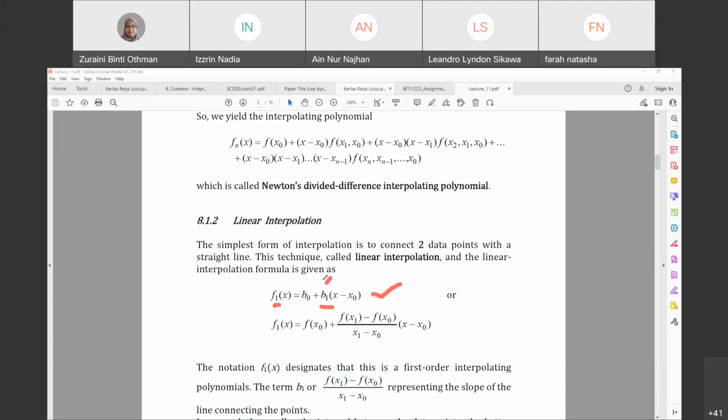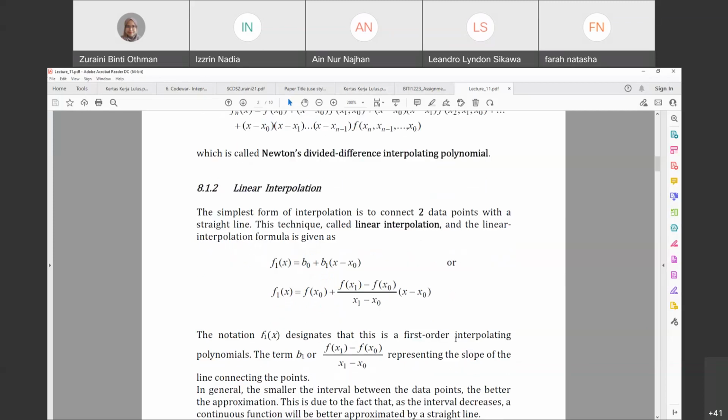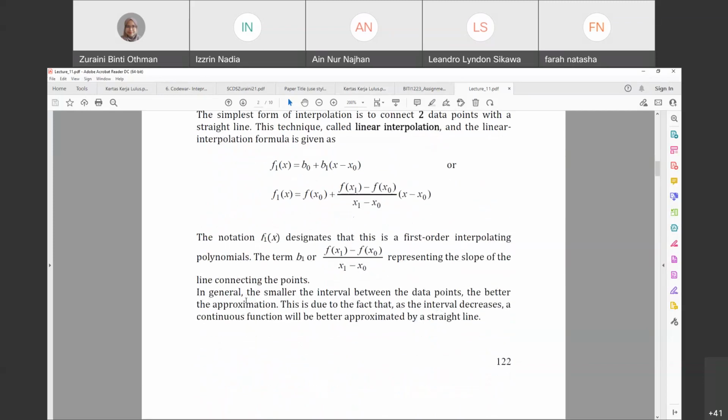Yang ni sepatutnya dah tahu, from the pattern of Newton just now. Okay, now we go for the B1. B1 ni ialah ni nilai ni. Okay, ni ialah nilai kecerunan dia. Okay, and this is nilai untuk Y yang pertama tu tadi. Okay, so sekarang kat sini kita boleh cari dia punya untuk linear interpolation ni lah.